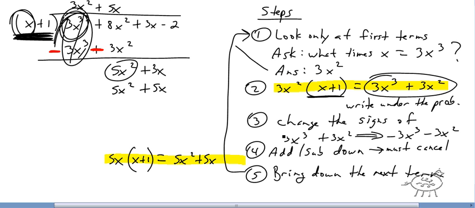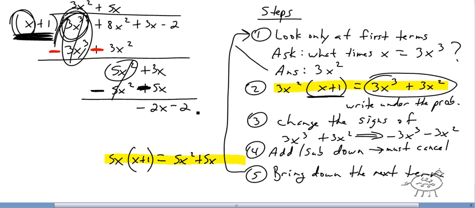Step number 3, change the signs of that term. So here it is, negative, and negative. Okay, now step number 4, add and subtract going down. That cancels, which it should. 3x minus 5x is negative 2x. And bring down the next term, minus 2.